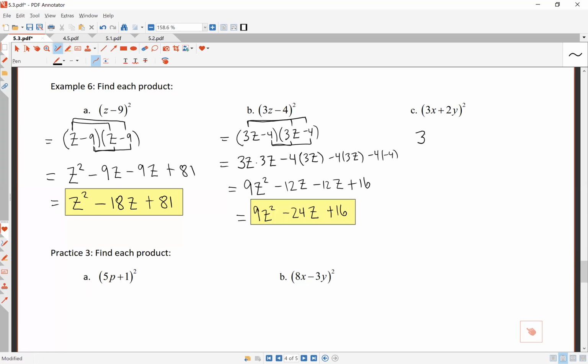3x plus 2y, quantity squared, or the square of 3x plus 2y. We write that out twice, and now we use FOIL. 3x times 3x is 9x squared.